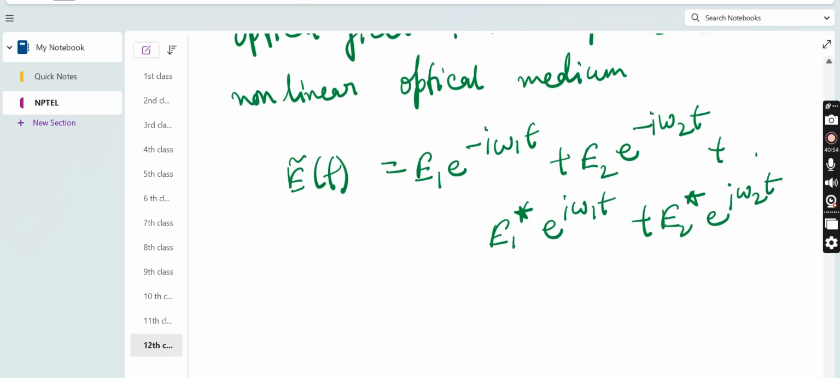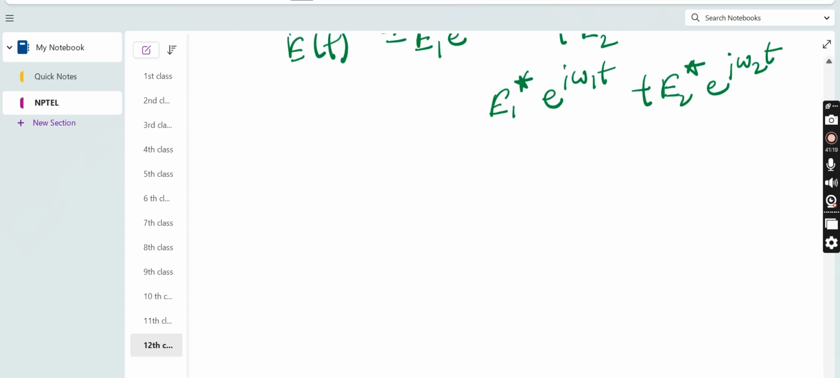Again, I want to tell you that in the classes, the professor has taken the field as E1 e to the power i omega 1 t, and the complex conjugate as E1 star e to the power minus i omega 1 t. Both notations are fine, both are correct, but when you follow one notation, you should follow that notation all along the way. So here we assume this is minus frequency, basically minus i minus omega 1 t, so that has the amplitude E1 star.